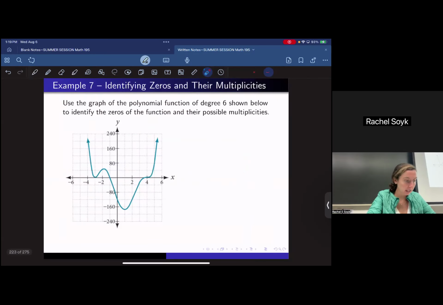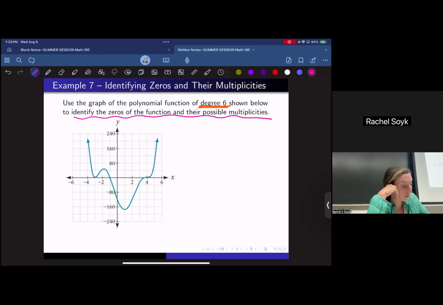Right, example 7. We want to use the graph below. They even tell us in the problem that it has a degree of 6. And we just want to identify the zeros of the function and their possible multiplicities. So zeros are quite straightforward. You literally just look at your x-intercepts.